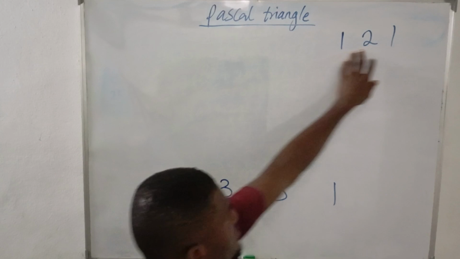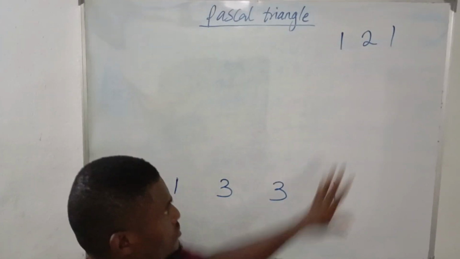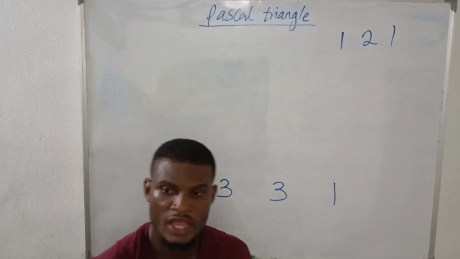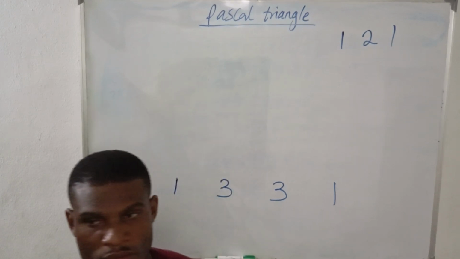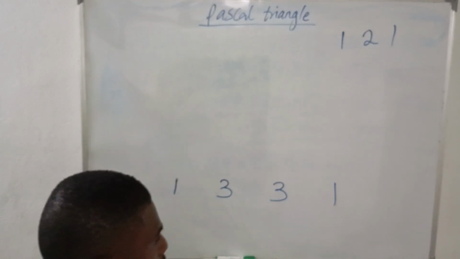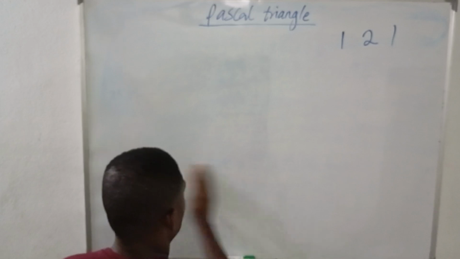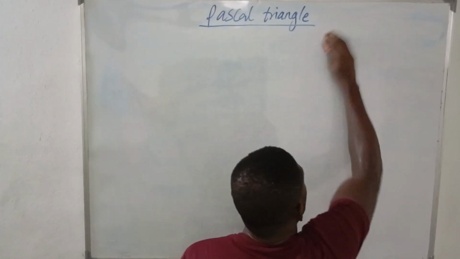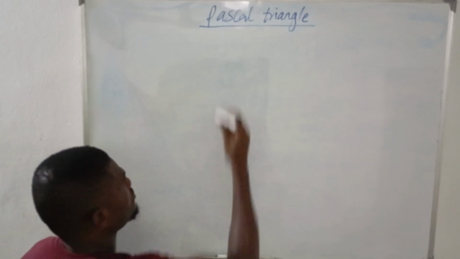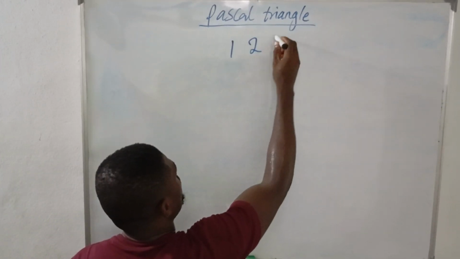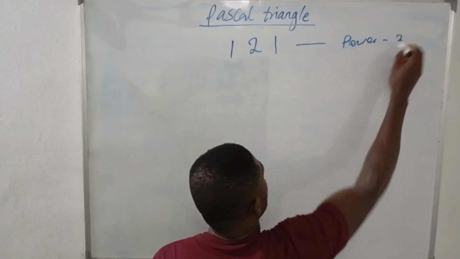Now when it comes to Pascal's triangle, you don't need to cram everything here. All you need to remember is this, and if you can remember this, you can form the rest of the coefficients for any power that you are looking for, as long as the power is a whole number. So how do we do that? I'm going to write the first coefficients, 1, 2, 1. This is when the power is 2.